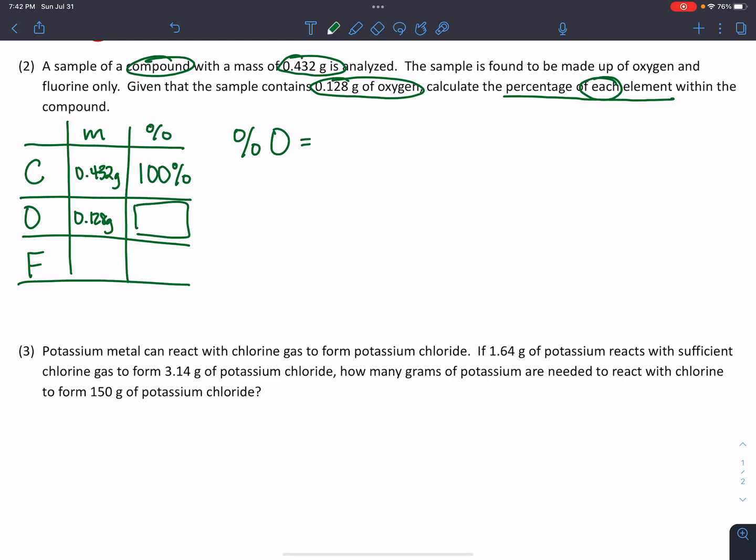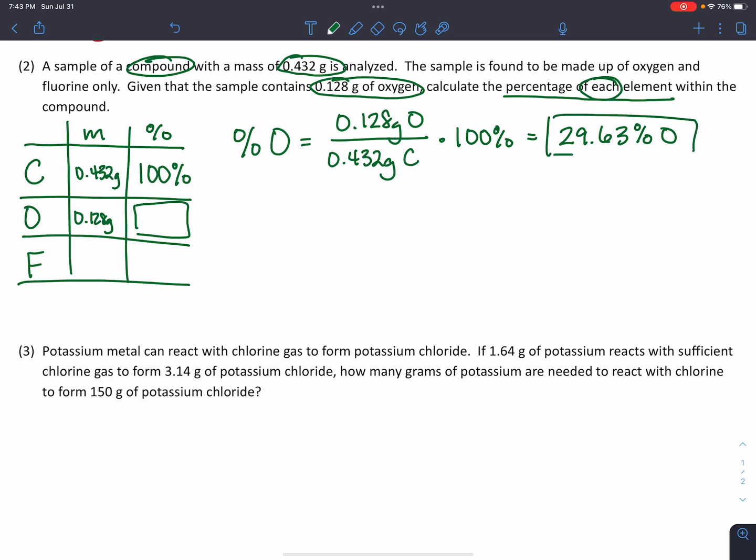So that's going to be equal to the part, which in this case is 0.128 grams of oxygen, divided by the whole, which is 0.432 grams of my compound, and then multiplied by 100%. So if I take my calculator and I do that division and then multiplication, I get a percentage of 29.63% oxygen within this compound. So that fills in this box for us.